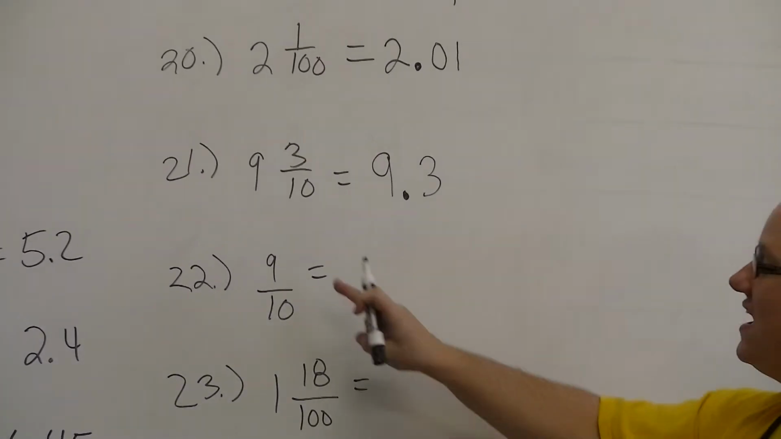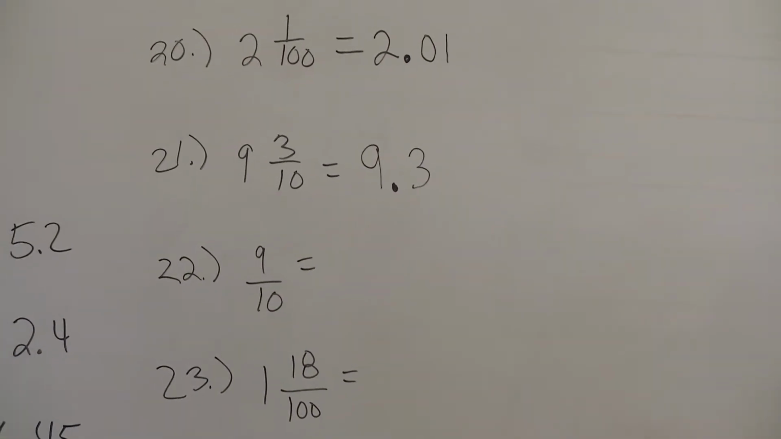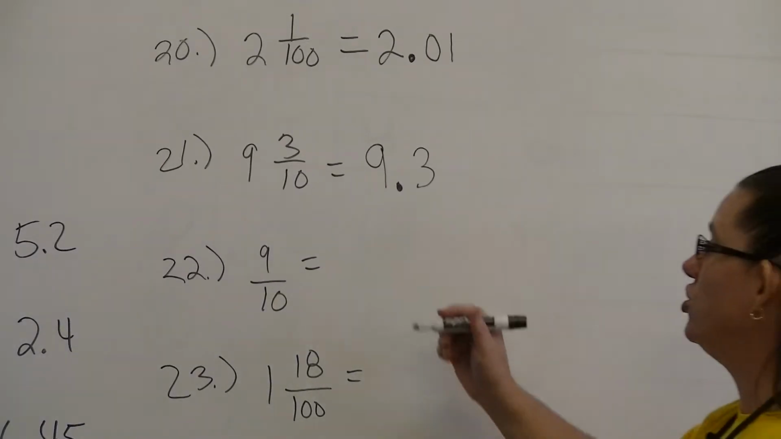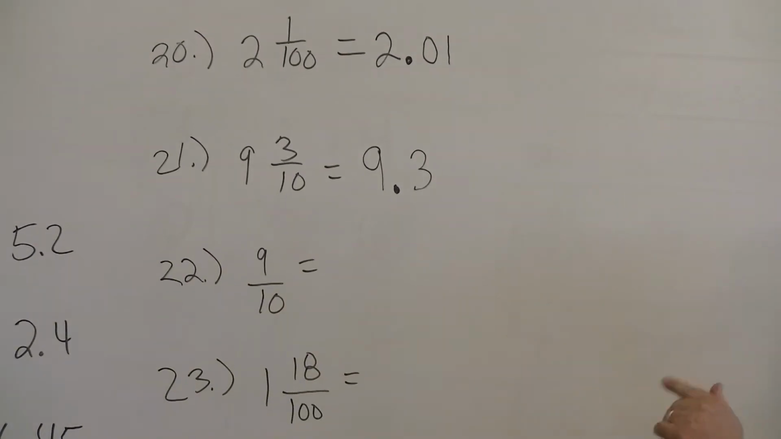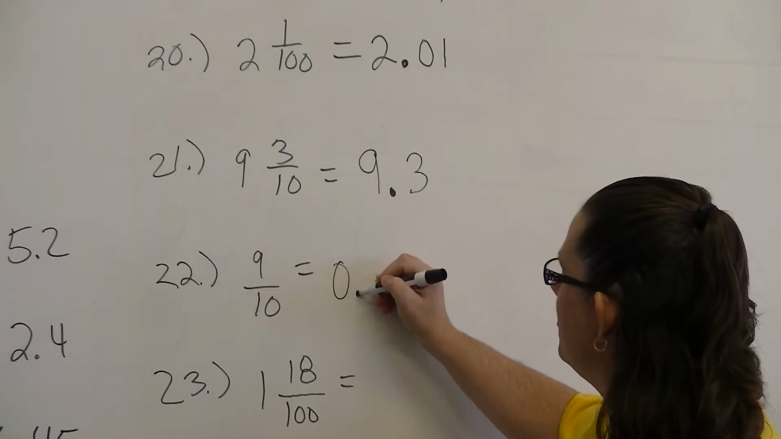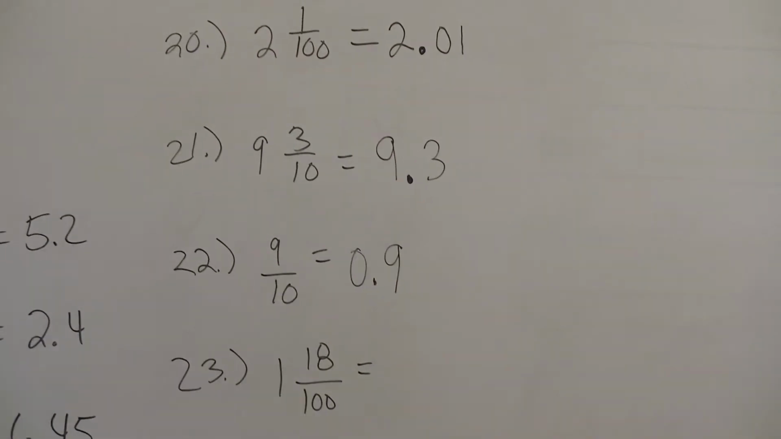Okay, now they have given us just a fraction. Number 22, please put 9/10 down. And how do I write 9/10 as a decimal? Well, you would go in your place value chart, find the tenths place, put that 9 in there, and then you will see that we just have to put 0 decimal point 9. Good job. I think you're getting it.